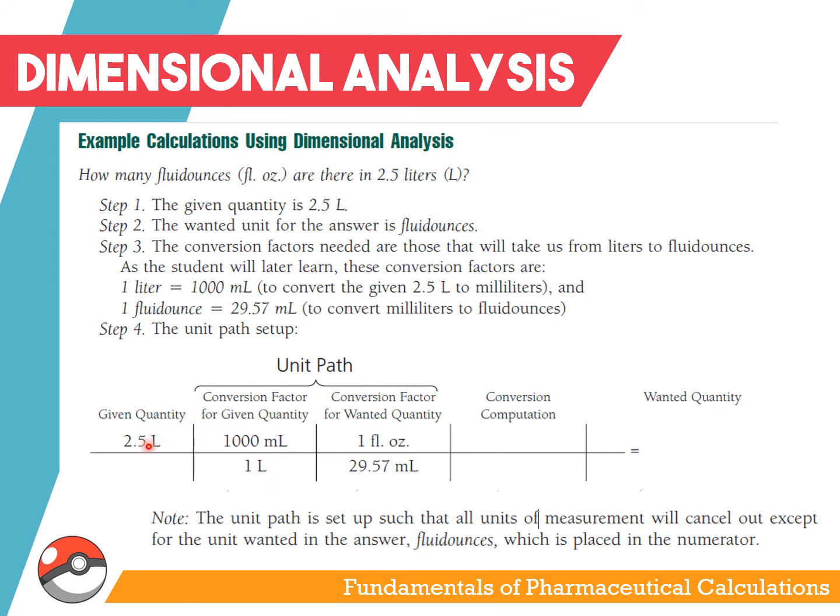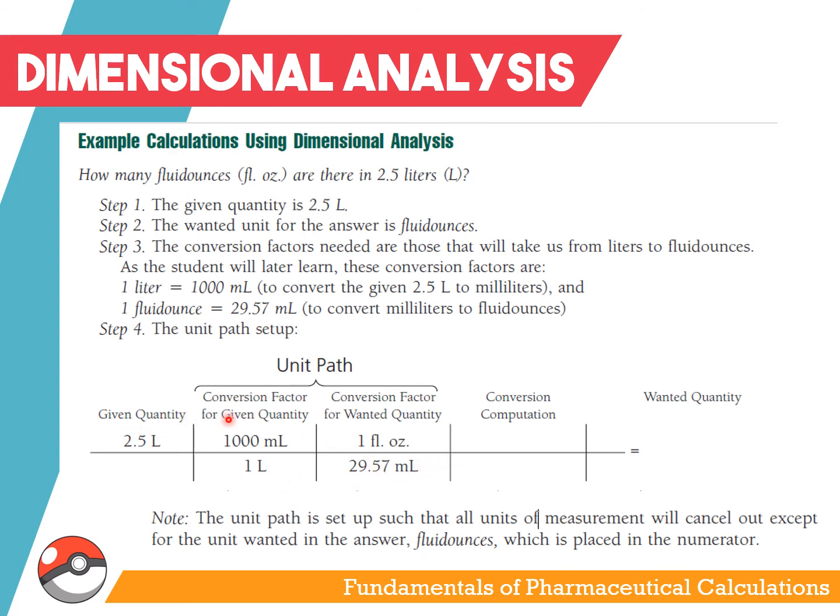So what is left would be the ml unit. Okay? So if we do the problem over here, 2.5 liters times 1000 ml over 1 liter is equal to 2500 ml. And since there are like units, we can cancel the liters, and we only have 2500 ml.